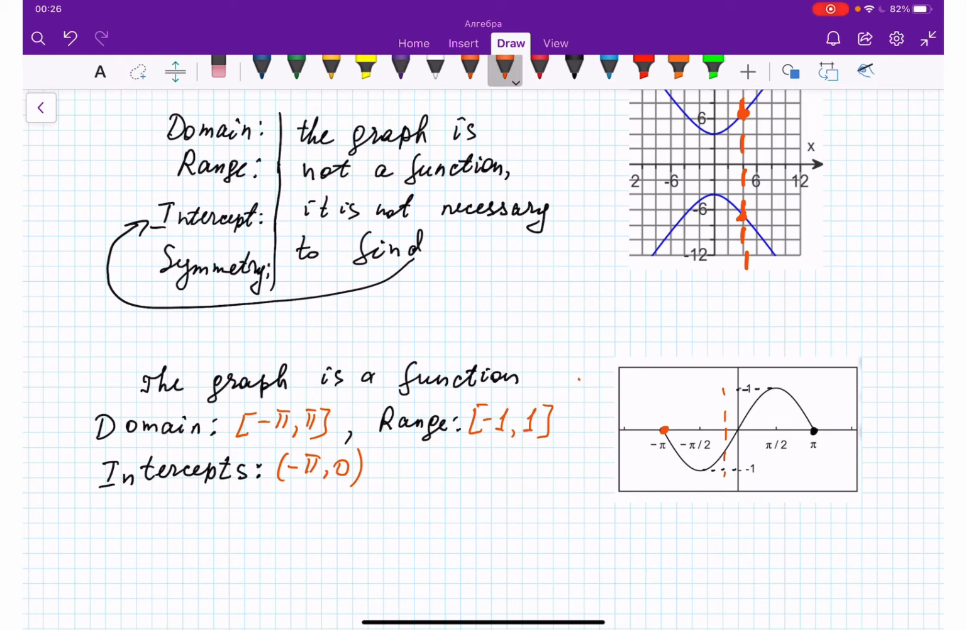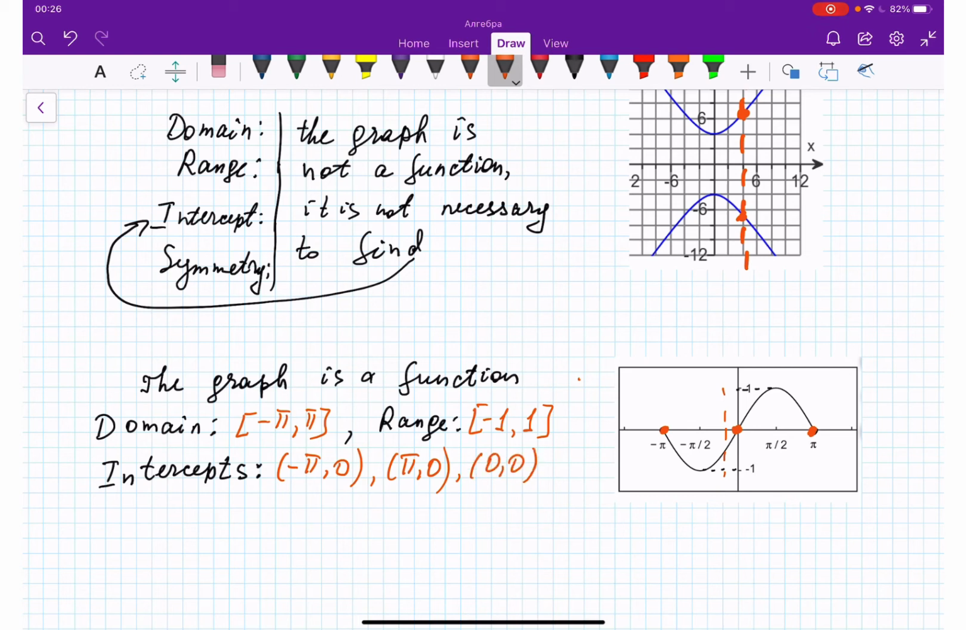Okay. So negative pi, 0. Next point is going to be pi, 0 also, right? Here it is. It's going to be pi, 0. And we have another intercept, yes, right here, which is going to be 0 and 0.